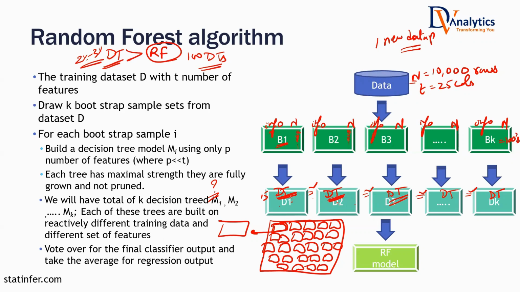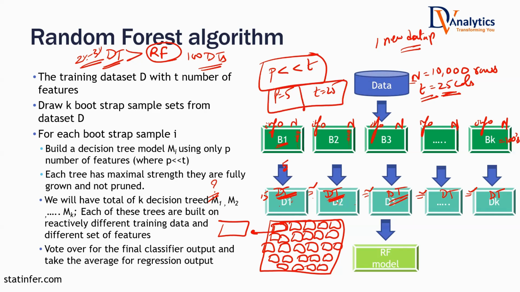While you are building this decision tree, let's say you have T columns, 25 columns. Do not use all those T columns to build this decision tree. Use only P columns, where P is much, much less than T. What do I mean by that? If you have 25 columns here, use only 5 columns while building this decision tree. P equal to 5, where T equal to 25 overall. You have 25 columns, and you're only using 5 out of them for building this model.